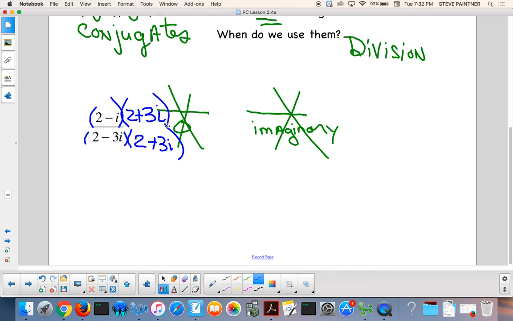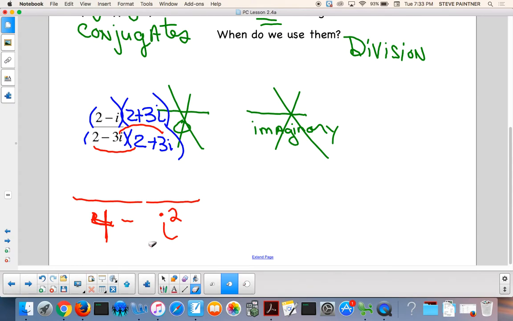Now, if you get good at this, the bottom is easy, because really all you have to do is first times first, 4. Middle, outside, inside cancel out. So all you have to really do is last times last, negative 3i squared. And I did that wrong. It should be negative 9i squared. Okay?